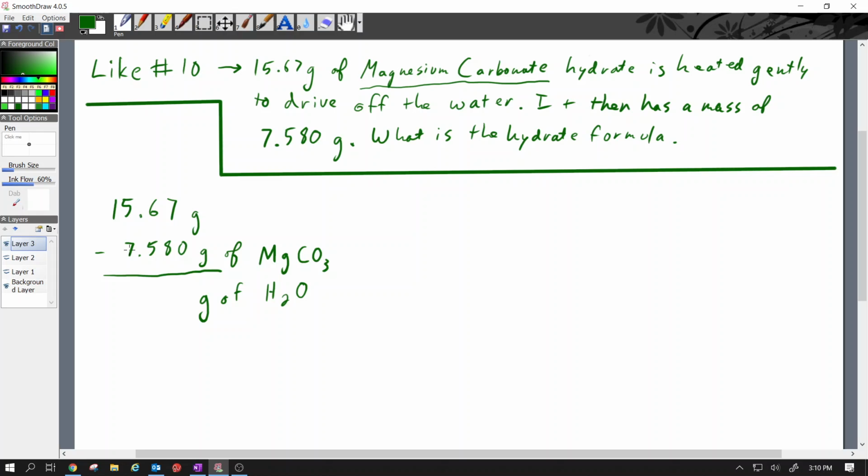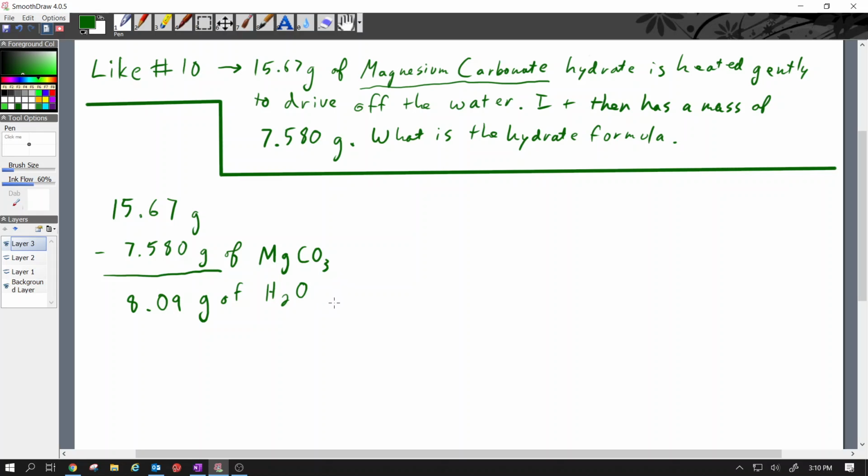We're going to take the amount of hydrate we had and subtract the mass of the anhydrous substance to get the amount of water. So everyone crunch that number real quick. And me and my basic math are getting 8.09 grams of water. Which means we had 7.580 grams of magnesium carbonate and 8.09 grams of water.